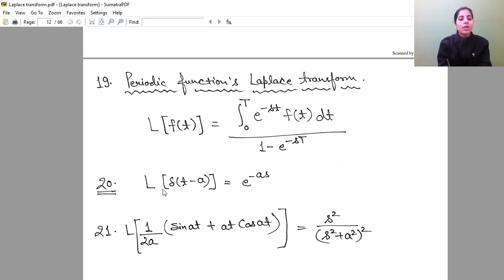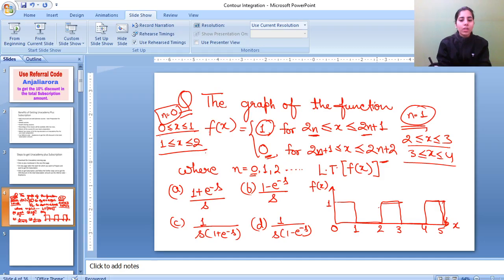Clear? Next, if you want to find the Laplace transform of the Dirac delta function, it will be equal to e to the power minus as. If you want to find the Laplace transform of delta(t minus a), that will be equal to e to the power minus as. Now let's go back to our question.